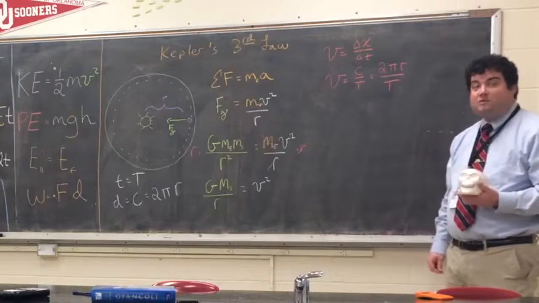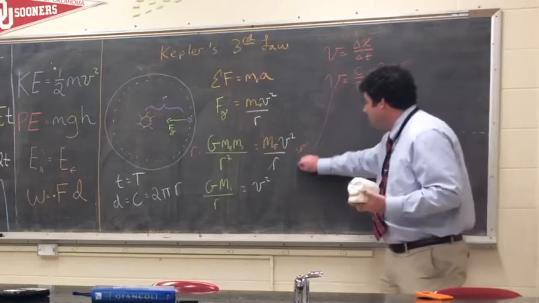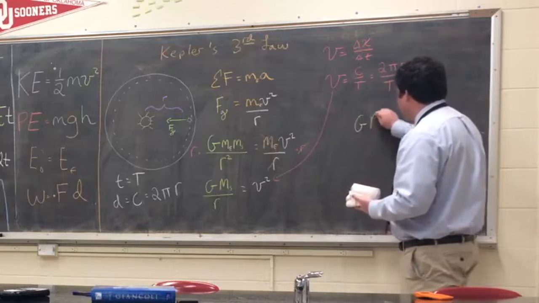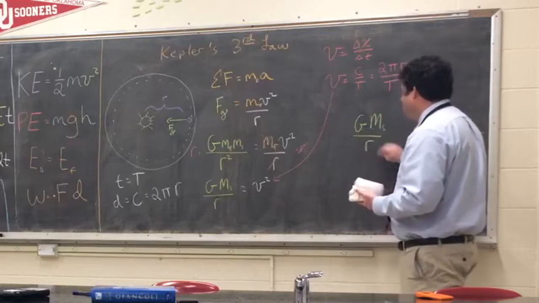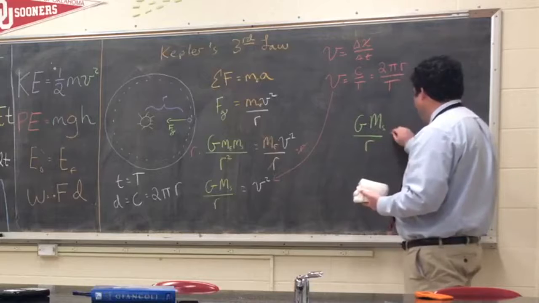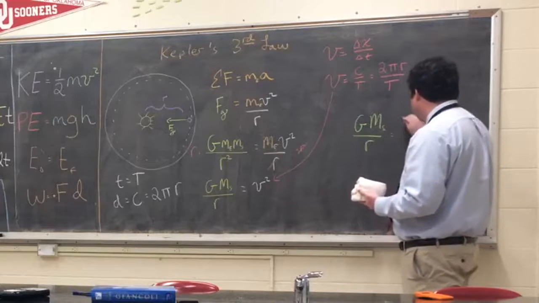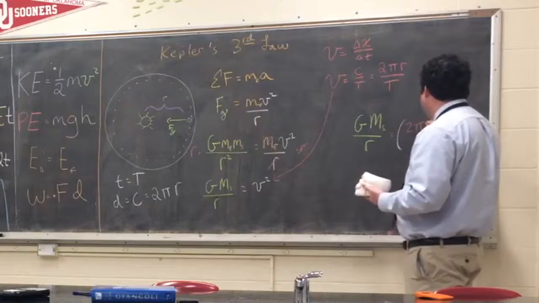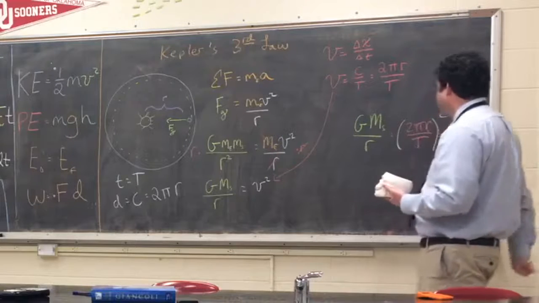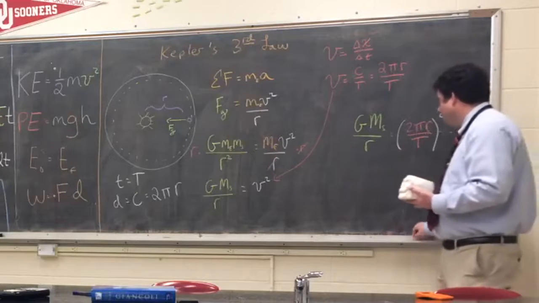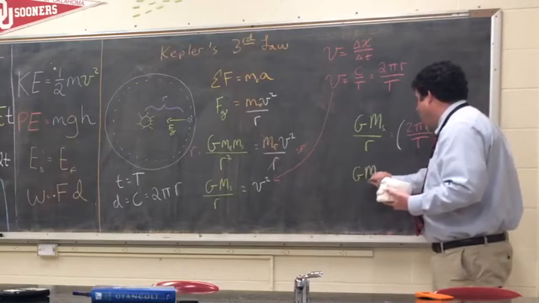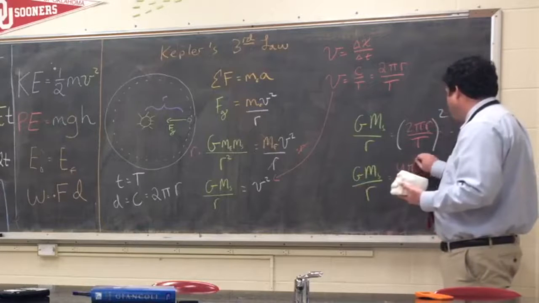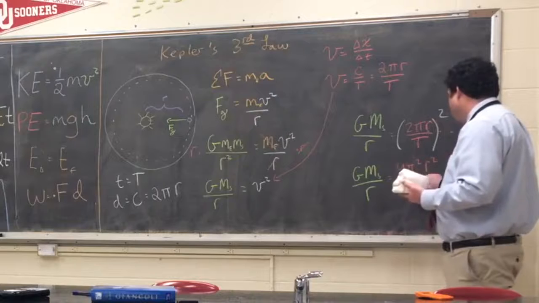Now we're set to see Kepler's third law. We'll plug this velocity in. So we get G mass of the sun over r equals this velocity squared. So G Ms over r is 4 pi squared r squared over T squared.